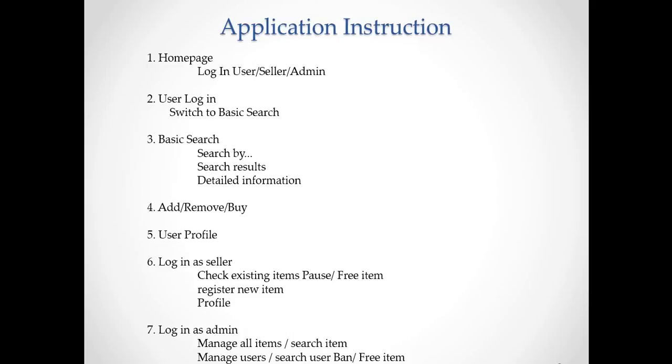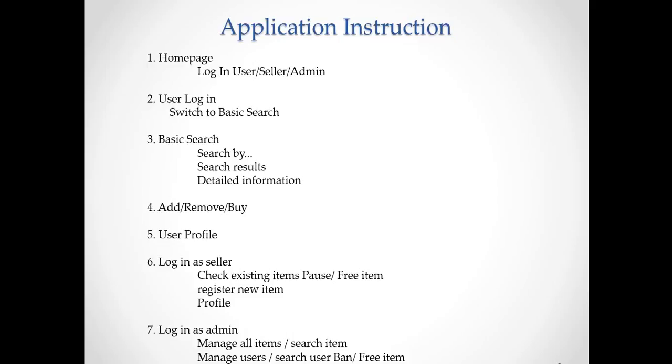In this basic search page, the user can use title, author, price, or something else to search for an item. The user can also go to the advanced search page, where the user can use regular expressions to search for an item. After the search, the user will go to the search result page.